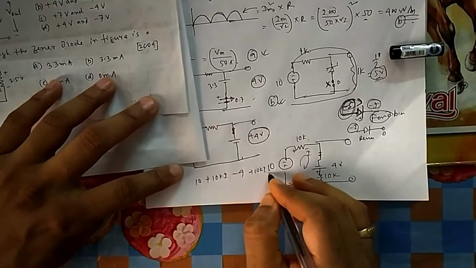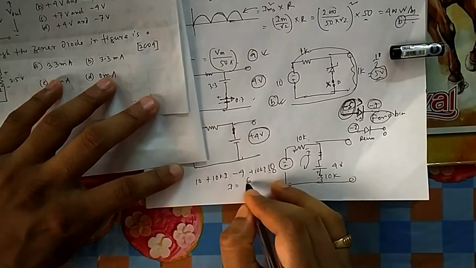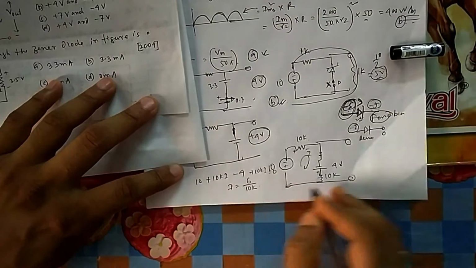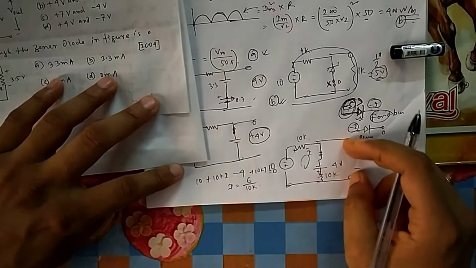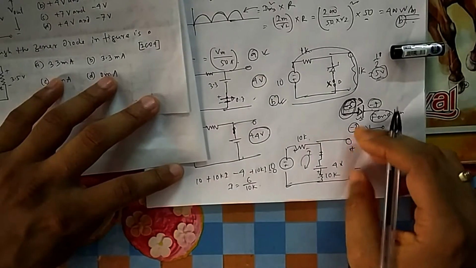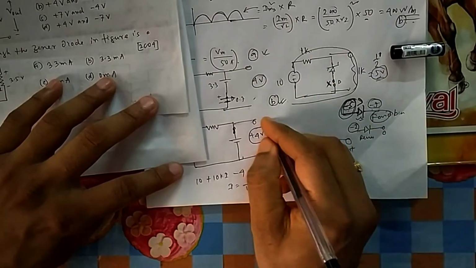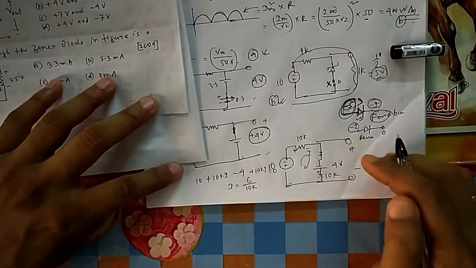I is equal to 0. So from here you can calculate I is equal to this one. So you don't need I. What you need is this voltage in this direction, because my reference polarity is this plus, this minus. As per this reference polarity, what am I getting?